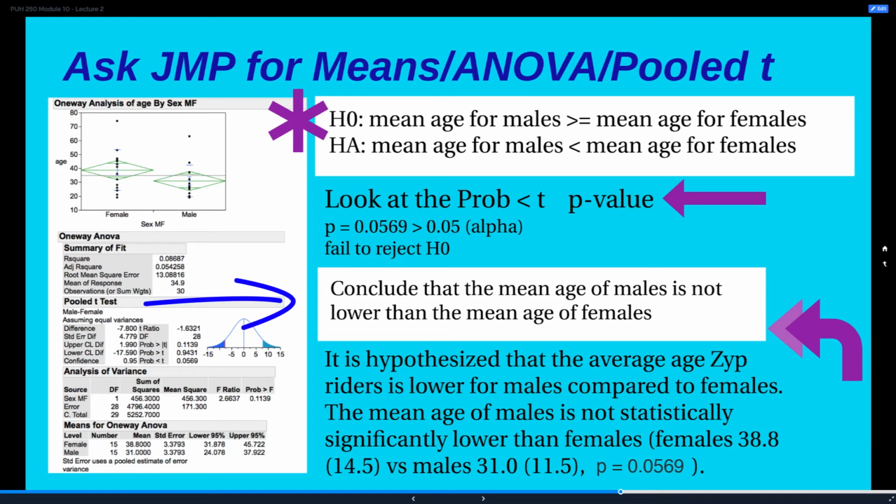This is a big change from how we stated it before, where we stated that there was no difference. Now we're stating that we've concluded that there is no evidence of males having lower age than females. And our summary will change slightly as well because we want to include our one-sided directionality in the summary. So it is hypothesized that the average age of zip riders is lower for males compared to females. The mean age of males is not statistically significantly lower than females. And again, give the same information.